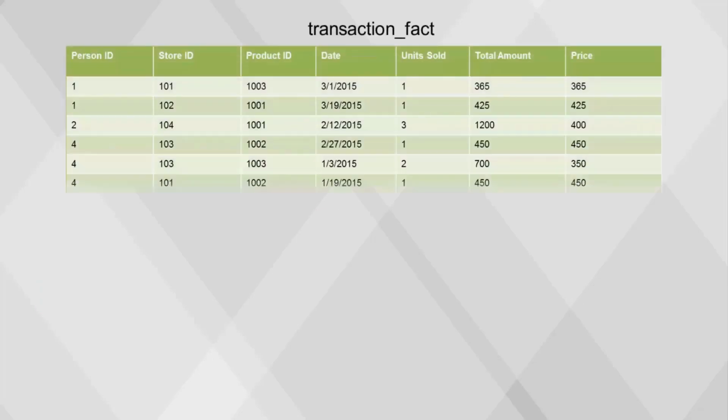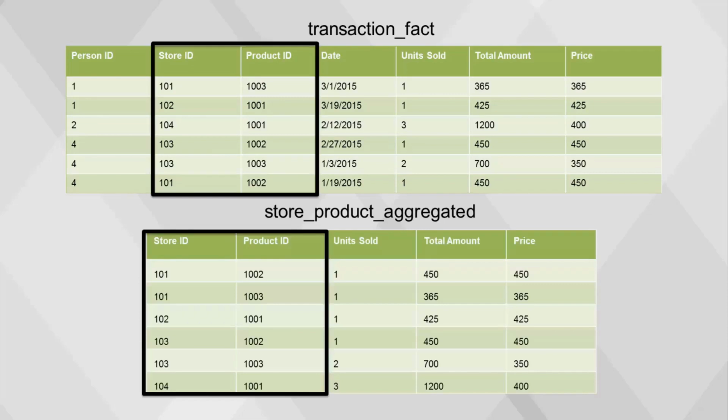We also need to aggregate at the store and product level. This removes the customer and date level information, giving us the totals for each store and product combination. Due to the limitations of this example, the aggregation does not result in fewer rows as it normally would. The resulting table is, however, sorted by store ID and product ID.